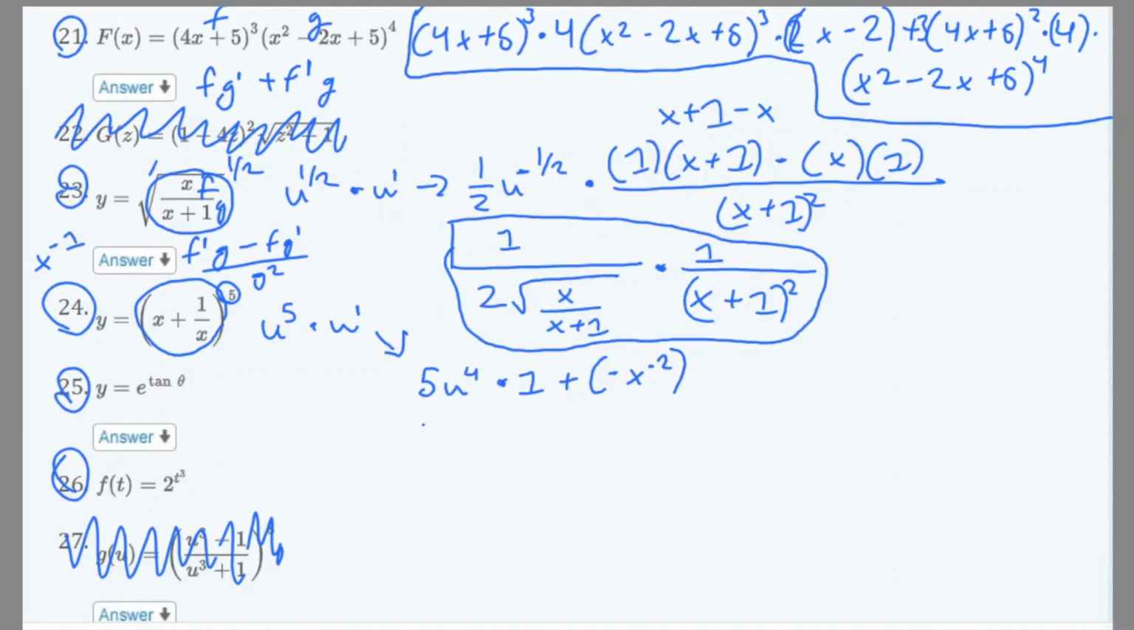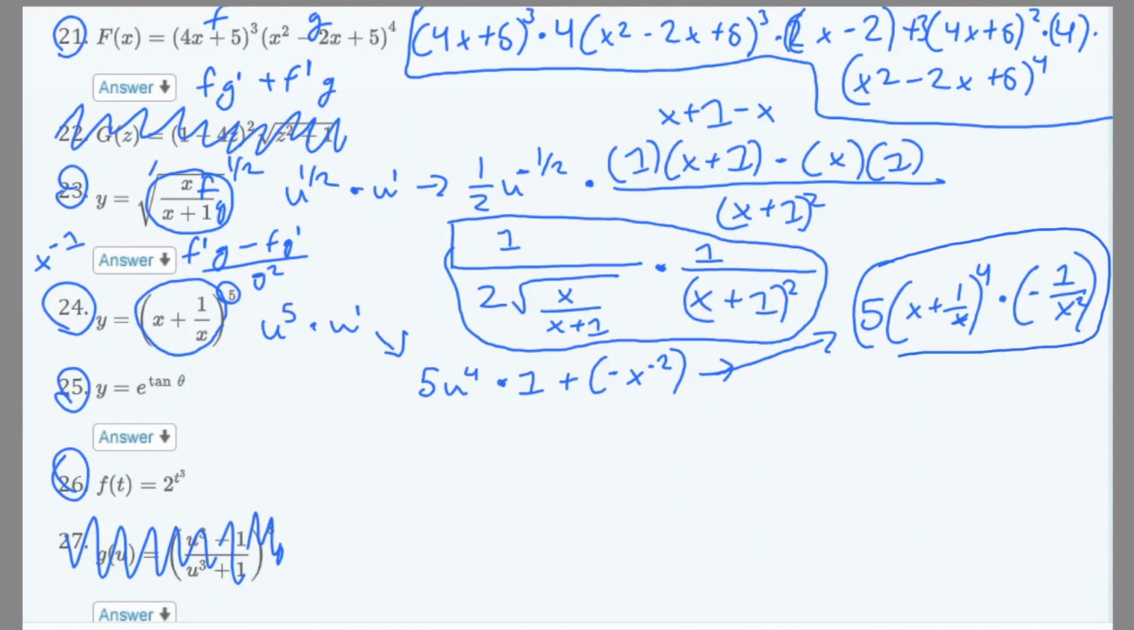And now all we have to do is just plug in for u. So if we plug in for u, let's do it a little bit up here. So we would have 5 open parentheses x plus 1 over x to the power of 4 multiplied by negative 1 over x squared. And that would be our final answer. You can't actually put together the fractions, but in that form, that is the simplest answer you could actually put it in.